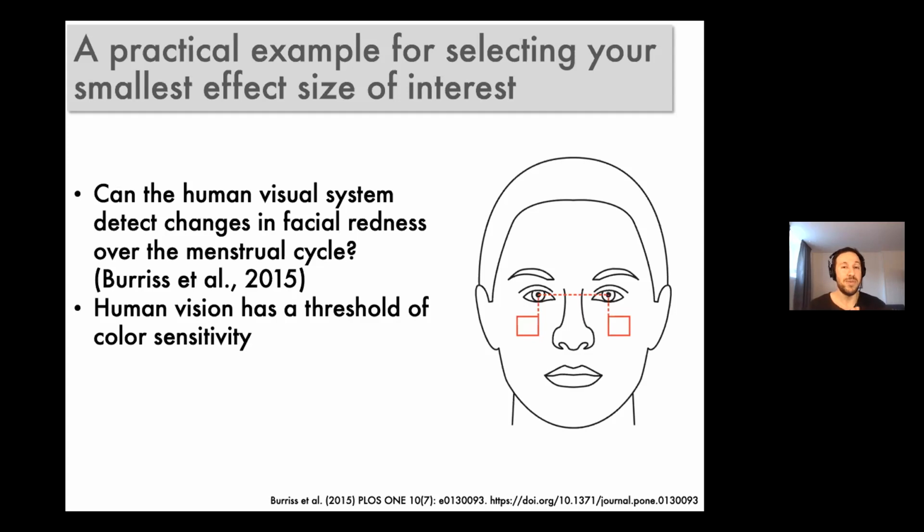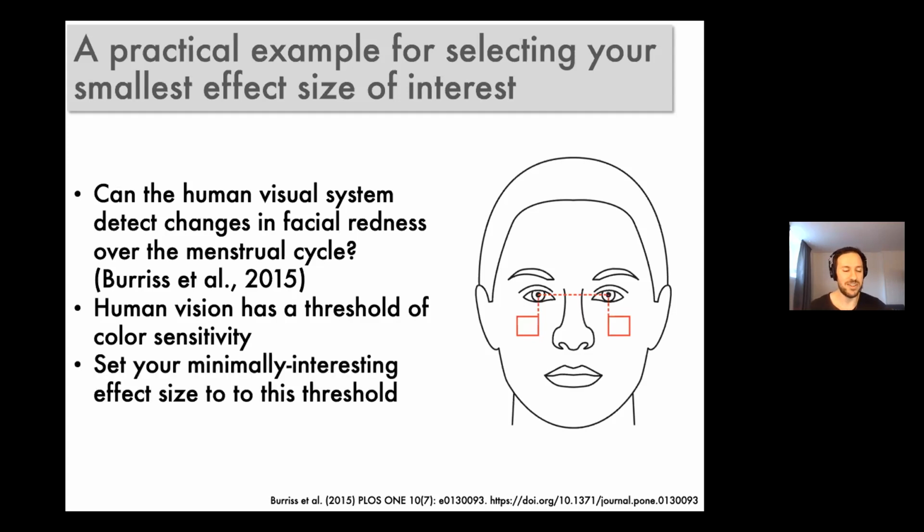There's a certain point where maybe a computer can tell the difference, but the human eye cannot tell the difference between different colors. So here we actually have a natural threshold. Anything below a certain difference is not of interest because humans can't even detect it. So in this context, you would set your minimally interesting effect size to this threshold. Maybe within your research field this is possible, in that there is some sort of minimal threshold that you can select as your smallest effect size of interest.